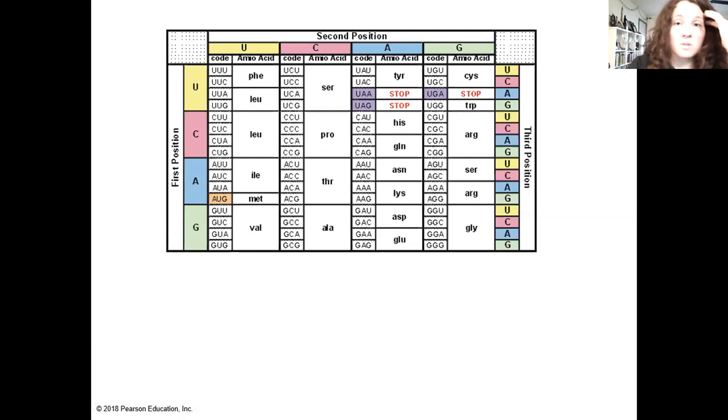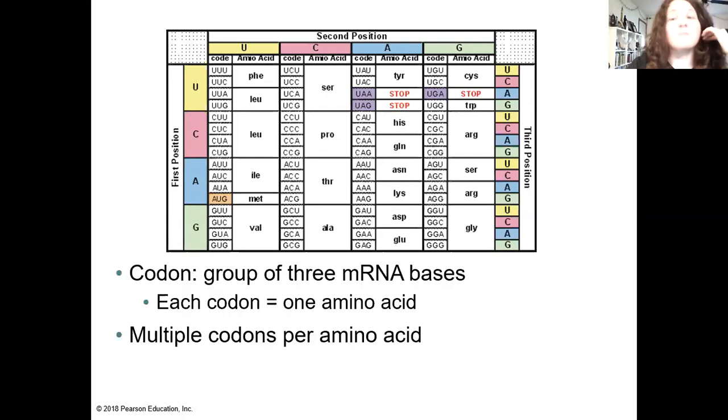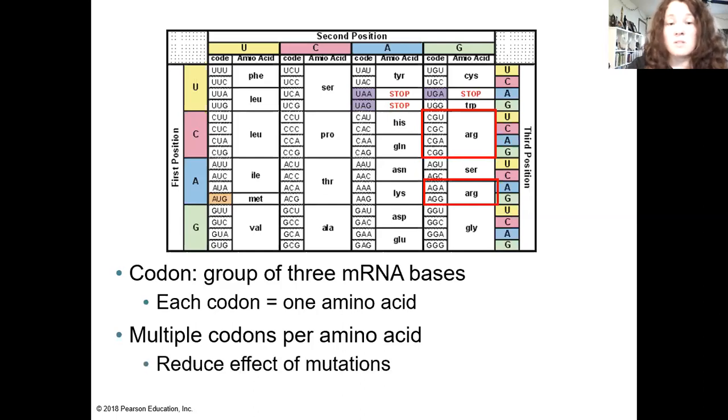Notice that there's multiple codons per amino acid, and because of this, we say that the code is degenerate, or sometimes redundant. So for example, there's 6 different codons for arginine, and this helps reduce the impact of mutations. So if there's a mutation in the RNA, it's less likely that it will affect the overall protein, the sequence of amino acids.